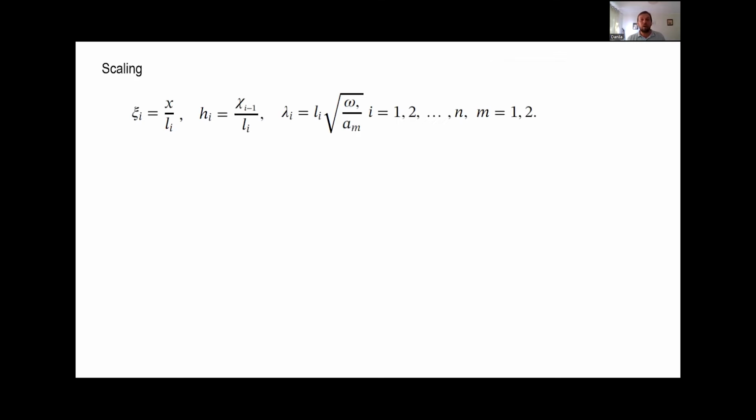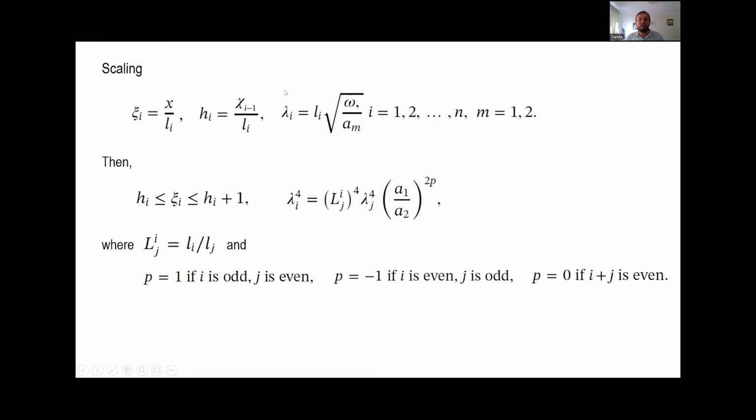Okay, so now introducing this scaling where we have local coordinates. So now local coordinates vary between these two values, so the length is always 1. And then these lambdas, which are again related to scaled frequencies, are related to each other. So actually we could express all of them through one.